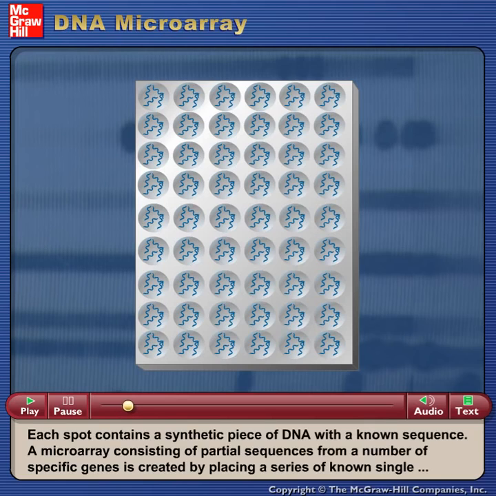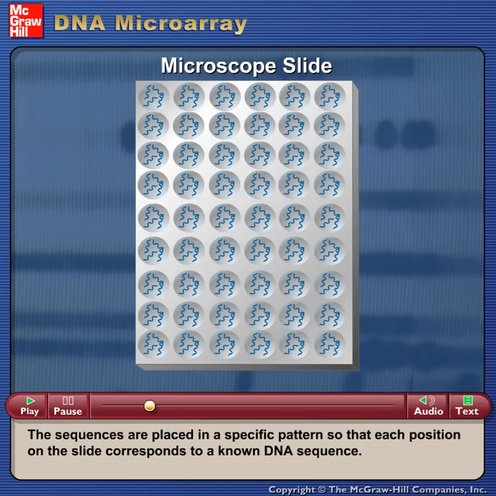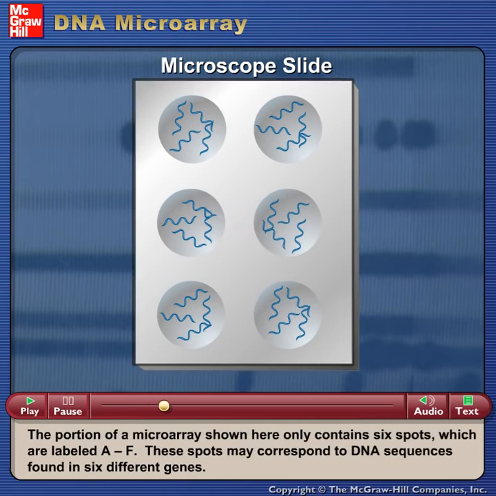A microarray consisting of partial sequences from a number of specific genes is created by placing a series of known single-stranded DNA sequences in an array on a microscope slide or a silicon chip. The sequences are placed in a specific pattern so that each position on the slide corresponds to a particular known DNA sequence. The portion of a microarray shown here only contains 6 spots, which are labeled A through F. These spots may correspond to DNA sequences found in 6 different genes.